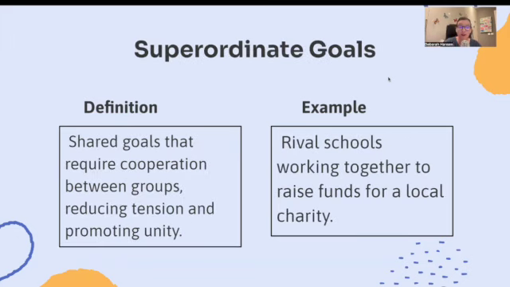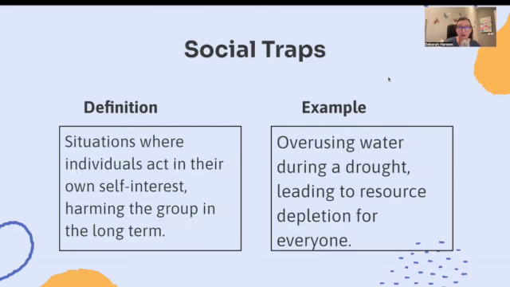Superordinate goals. These are shared goals that require cooperation between groups, reducing tension and promoting unity. For example, rival schools working together to raise funds for a local charity. Social traps. Situations where individuals act in their own self-interest, harming the group in the long term. For example, overusing water during a drought, leading to resource depletion for everyone else.